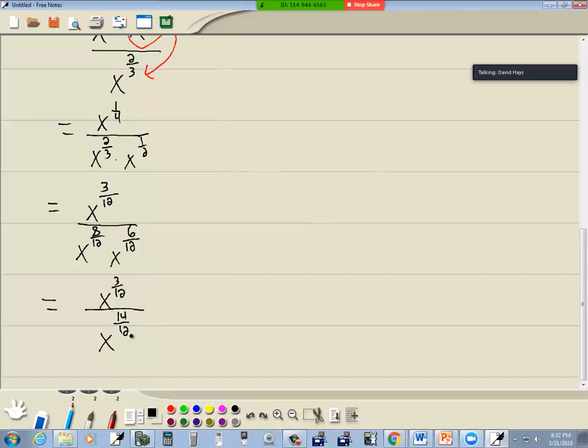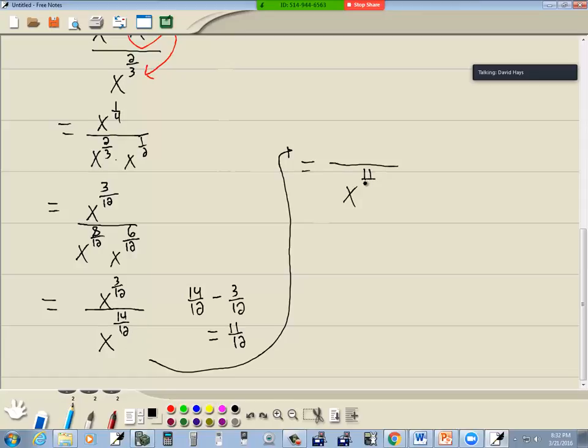Now we have x to a power over x to a power. Remember, we're going to subtract the smaller exponent from the larger one. So 14/12 minus 3/12 gives us 11/12. So we're going to have x to 11/12 where our larger exponent was, which is on the bottom. And then we'll put a placeholder of 1 in the other position. And that would be our answer.